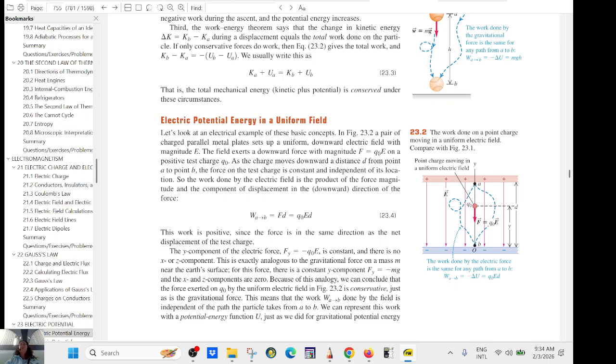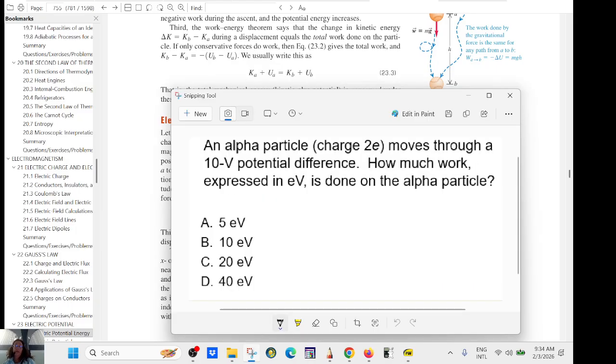Then we define a new physical quantity, very important, obviously, because it's going to be the voltage, which is the electric potential, or the potential difference between 2 points. In that case, you see the electric field is uniform.